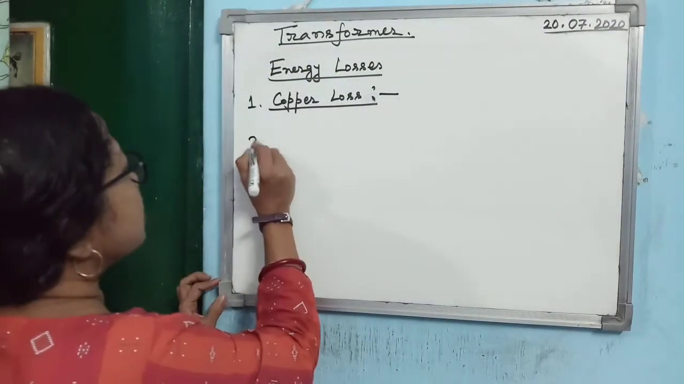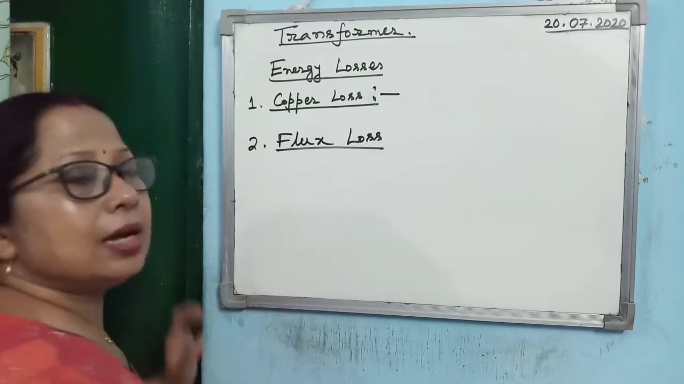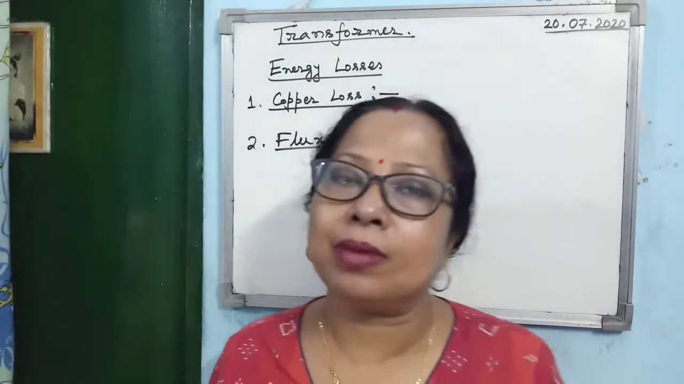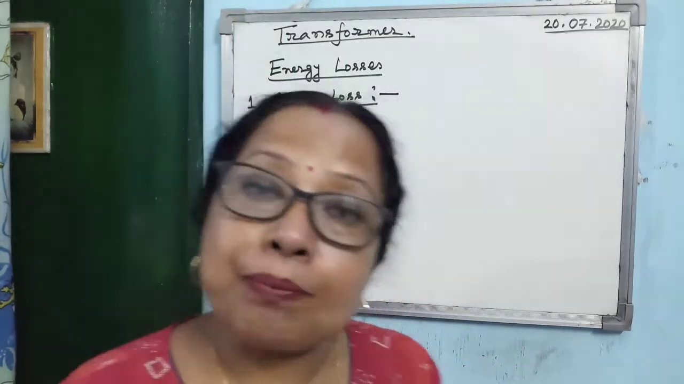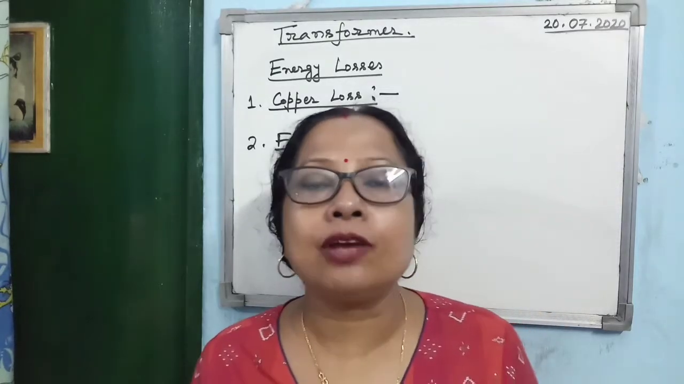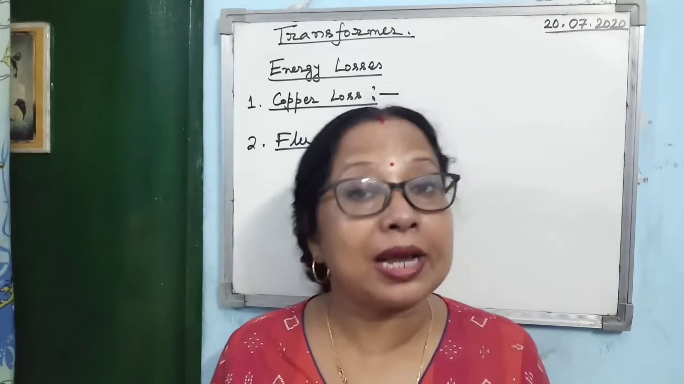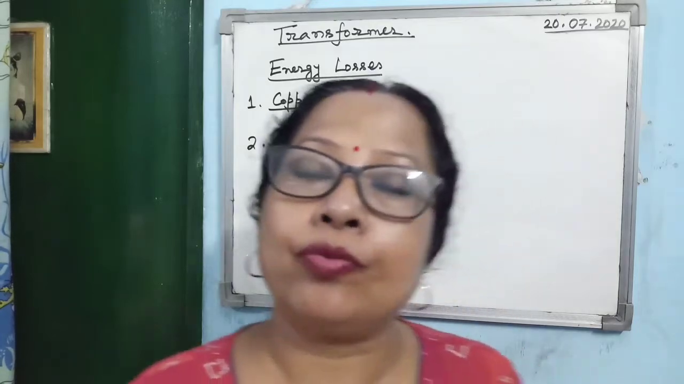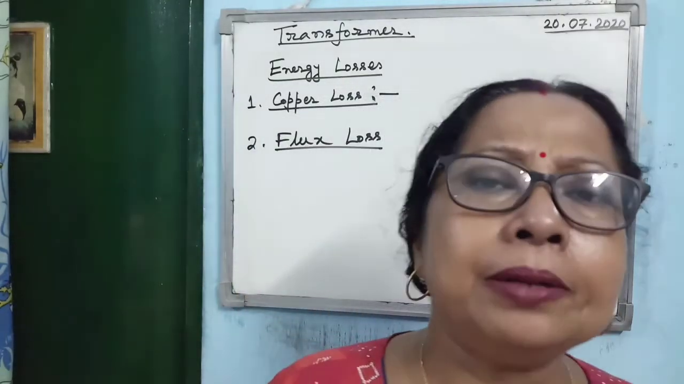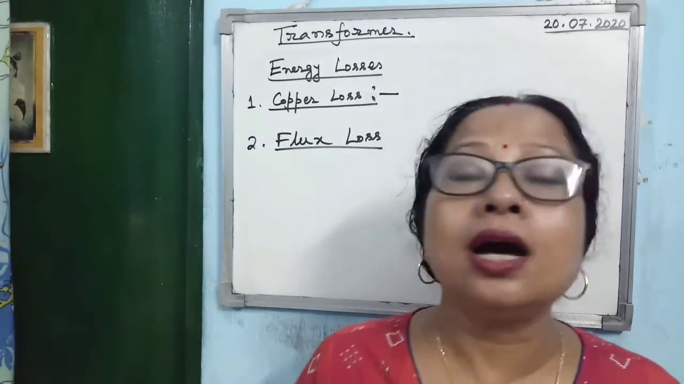Then the next one is known as the flux loss. What is flux loss? As I told you, the magnetic flux associated with the primary should be equal to the magnetic flux linked with the secondary. But sometimes it may not happen. Due to some fault in the transformer, the magnetic flux linked with the secondary may be less than that with the primary. In that case, what will happen? A certain amount of input energy will be lost in the form of magnetic flux. That is known as the flux loss.